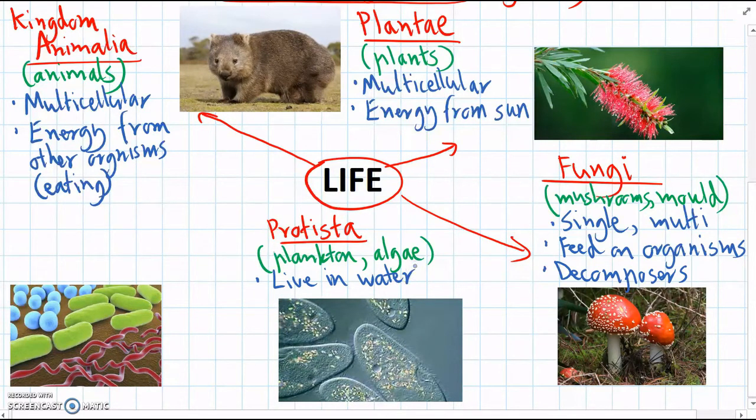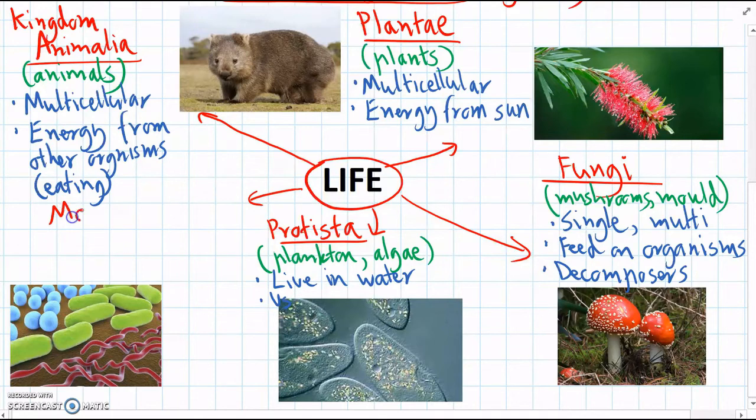And they can be single-celled or multi-celled. Things like seaweed is multi-celled, but it's still a protist. And they're usually microscopic. There's one more feature that we'll come back to, but we'll look at the last group first.